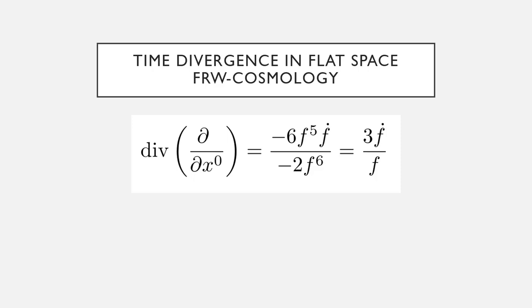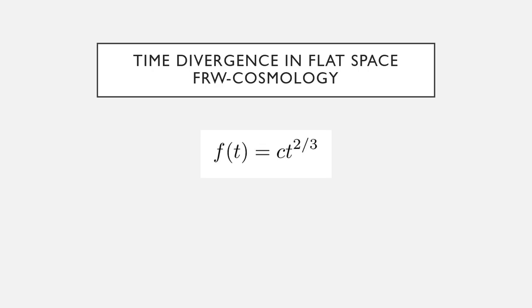By the way, if we were not using the flat space cross-section Friedmann-Robertson-Walker cosmology, but any other version of the FRW metric with curvature either positive or negative, the divergence of the time vector field would give you this exact same formula, 3f dot divided by f.